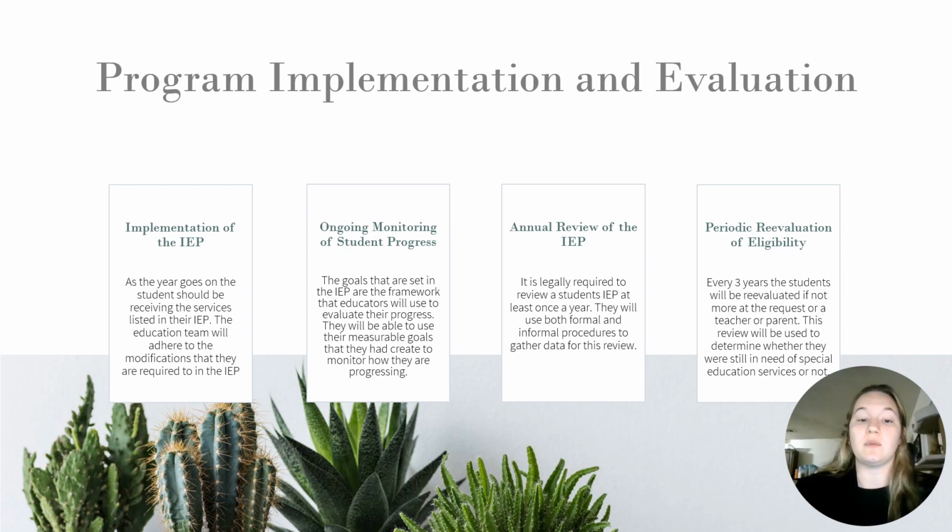It is also important that we do an annual review of the IEP. We want to do that at least once a year, and we want to make sure that we're using both formal and informal procedures to gather data to come together for this review. And then every 3 years, we need to make sure that we are reevaluating the student to make sure that they are still eligible. That means going over the assessment process again and going over the whole thing, making sure that their IEP is up to date, almost cycling through.